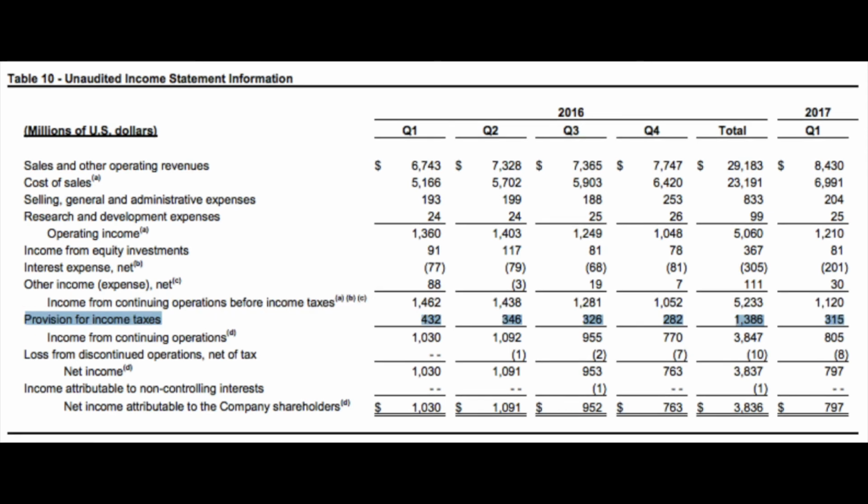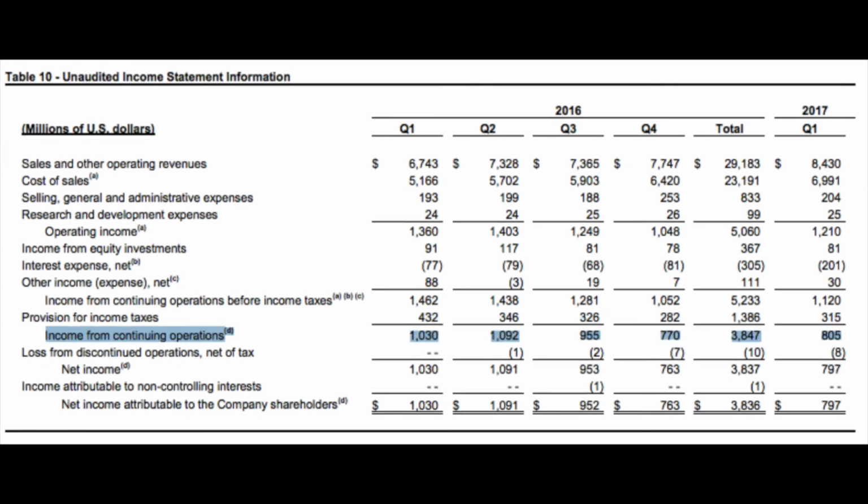Then provisions for income taxes are how much the company is forced to pay in income taxes. So this goes to the government and is subtracted from the company's income that would be given to shareholders. So this is pretty self-explanatory. It's just how much money the company has to pay in taxes. So income from continuing operations takes the income from continuing operations before income taxes and takes out the income taxes. So this pretty much just tells you what the company has made after they've paid all of their taxes and have taken out other expenses and things like that.